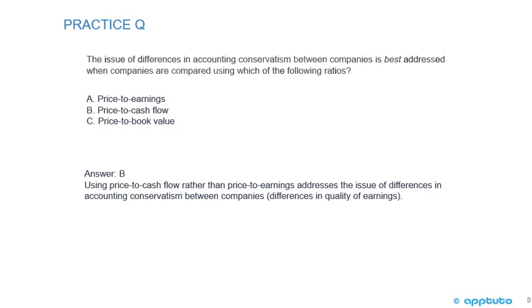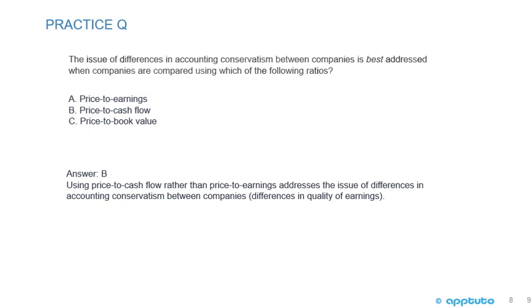Using price to cash flow rather than price to earnings addresses the issue of differences in accounting conservatism between companies and differences in the quality of earnings. Okay, again, earnings and book value can be affected through different accounting policies and estimates and conservative versus less conservative approaches, but cash is cash, so therefore price to cash flow would be the correct ratio to use.